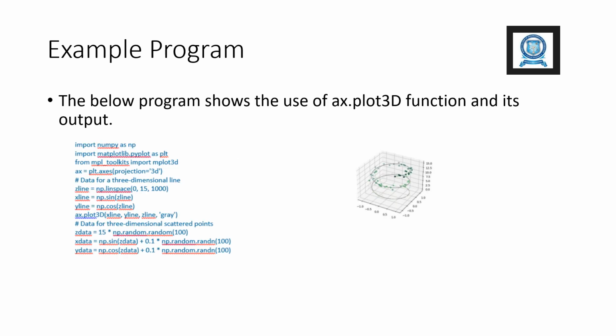Here is an example program to show the use of the ax.plot3D function. Here mpl_toolkits is imported from mplot3d and projection is equal to 3d. Data for a three-dimensional line has been filled, and then data for three-dimensional scattered points has also been filled. That is, z data, x data, and y data are filled. The output is shown on the right side of the slide.